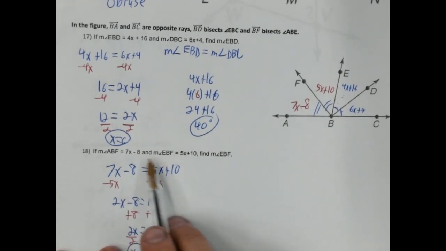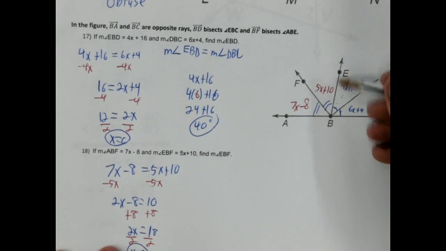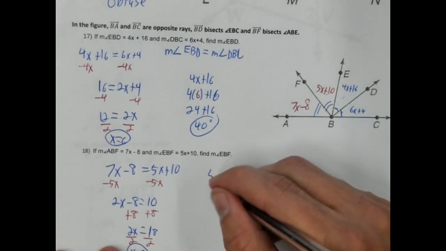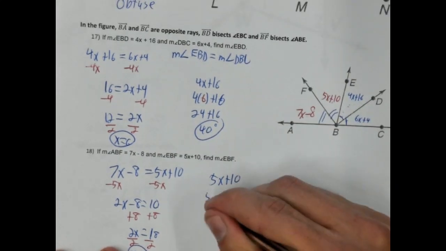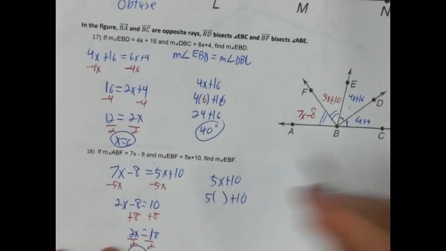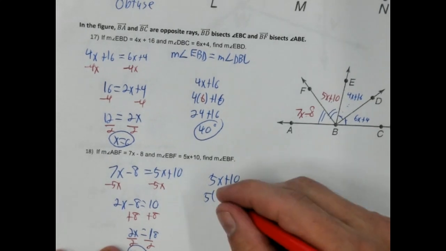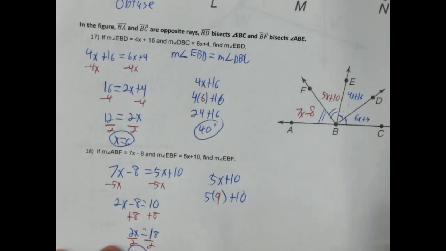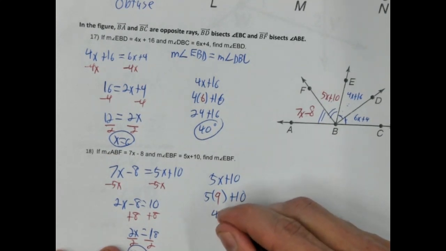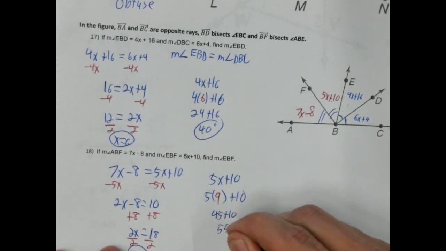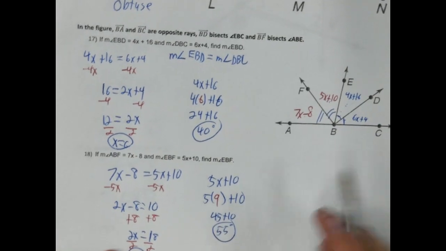But we're not done yet. We need to find EBF. So EBF is here, so we're going to plug it in here. So 5x plus 10, 5 parentheses, plus 10. What's going to go in there? 9 is going to go in there. We're going to follow our order of operations. We're going to multiply first, so 45 plus 10, and that's 55 degrees. Okay, so that's how you do the first sheet.